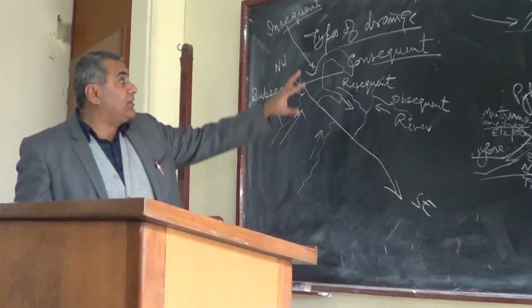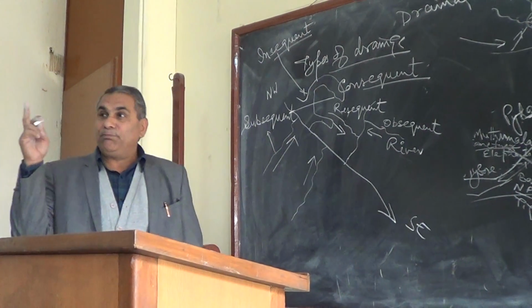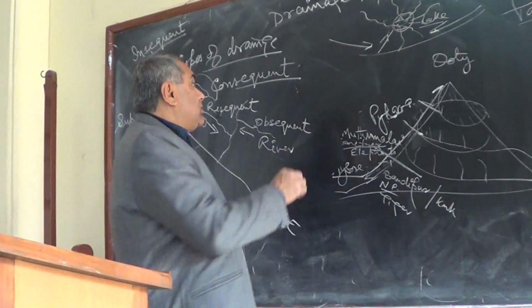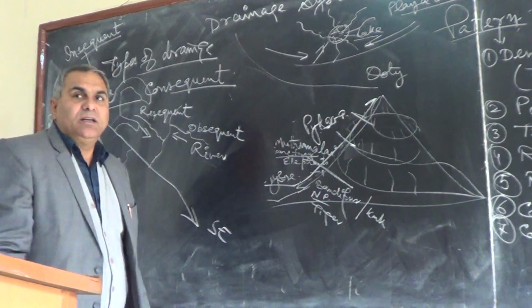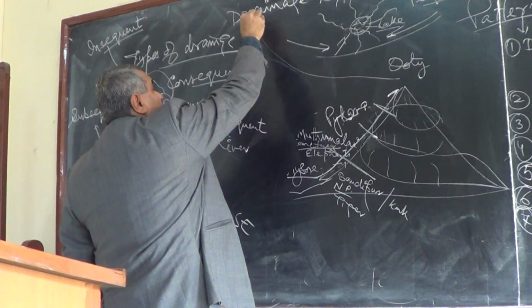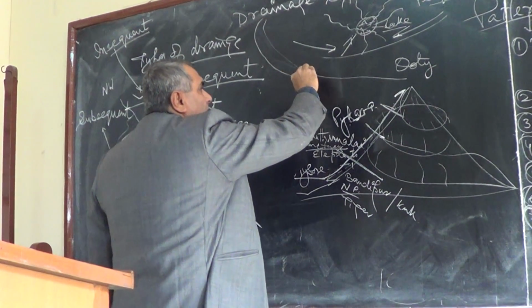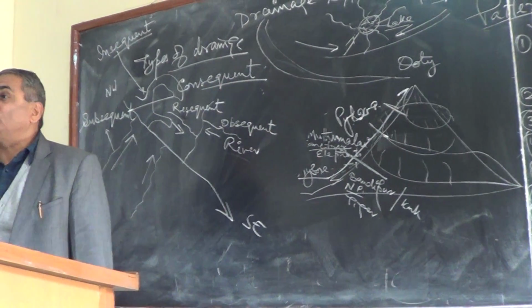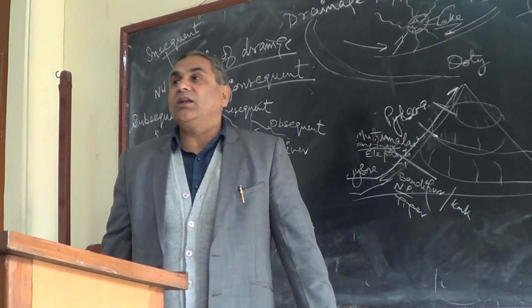Apart from this typology of drainage, I missed one, the parallel drainage pattern. Suppose this is the Ganga river. Yamuna also originates from the same mountain, a different slope of the same mountain, and moves parallel to the Ganga for more than 1,000 kilometers, and it joins after 1,000 kilometers. It is a parallel drainage pattern.